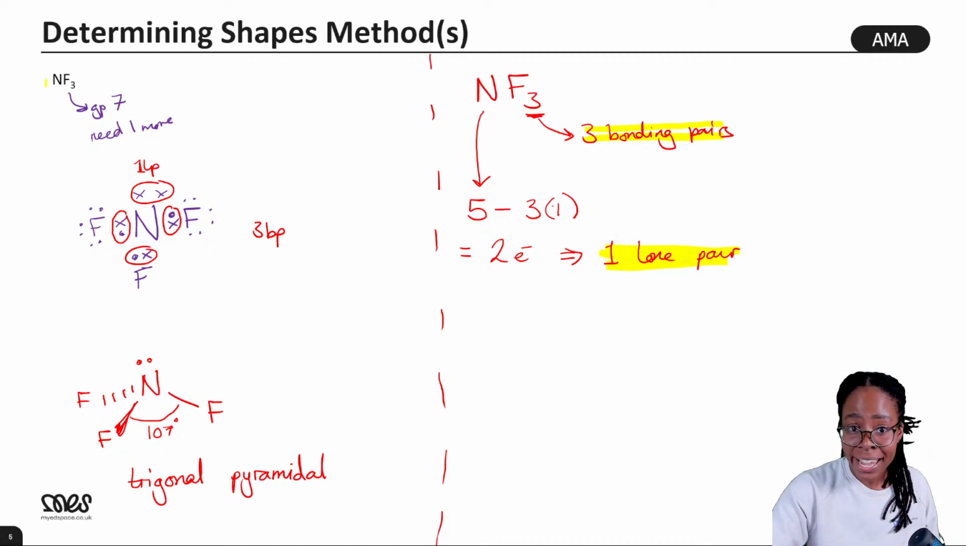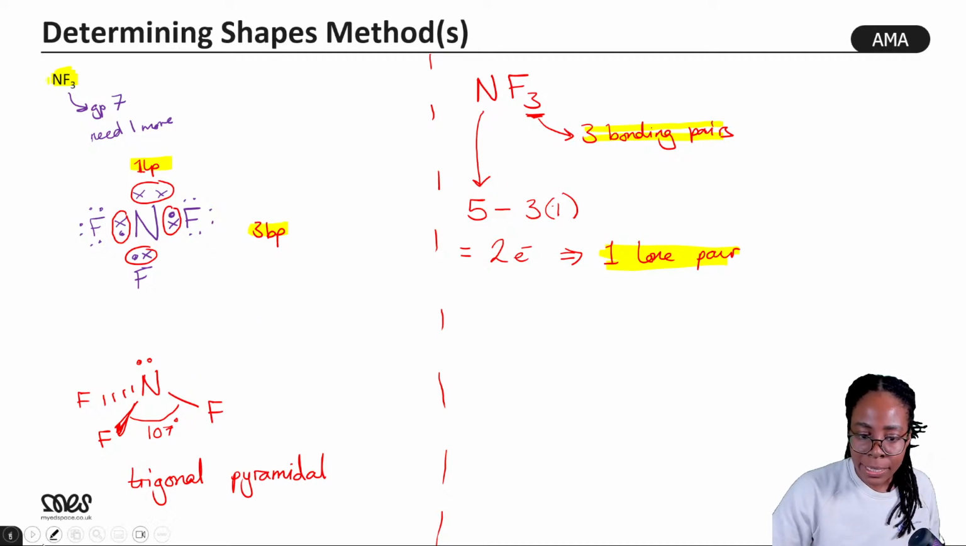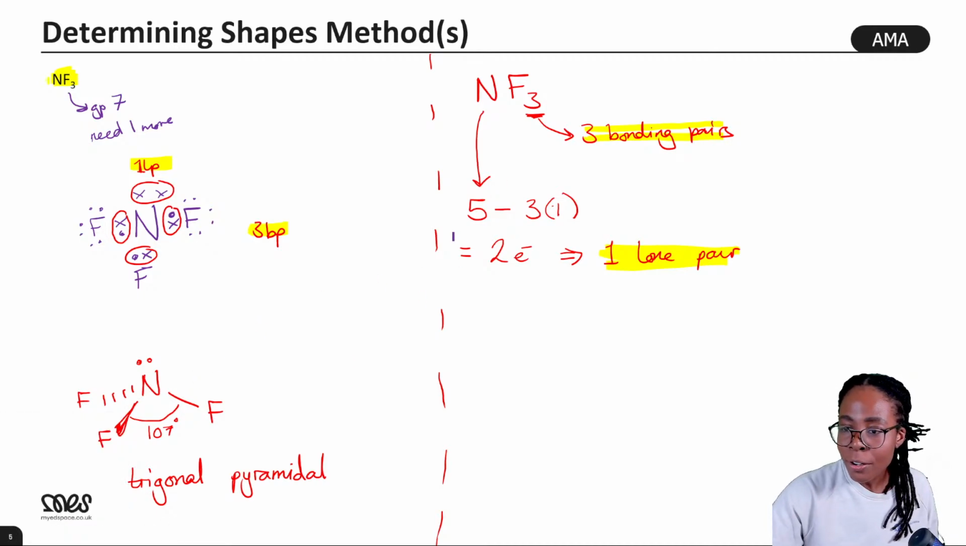This is exactly the same. So I've just used the same shape, just in a different example, just in a different method rather. So it's exactly the same, 3 bonding pairs, 1 lone pair. We've just worked it out in a different way. How do we get 1 lone pair? Let's label this working out.